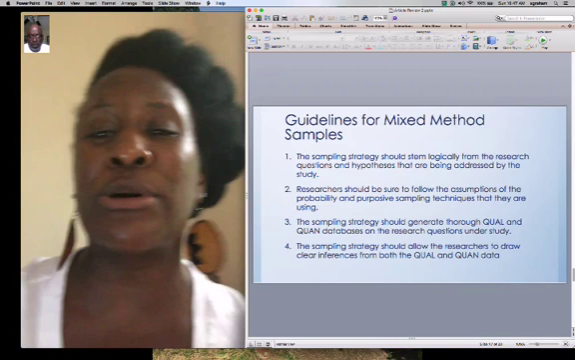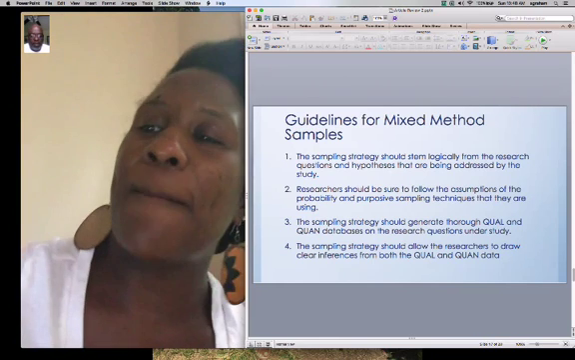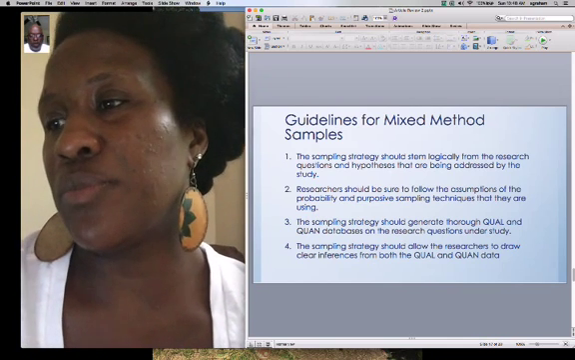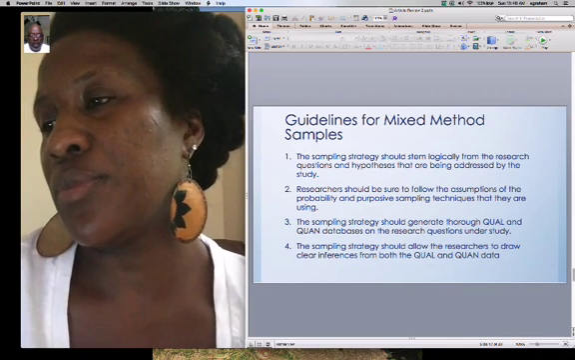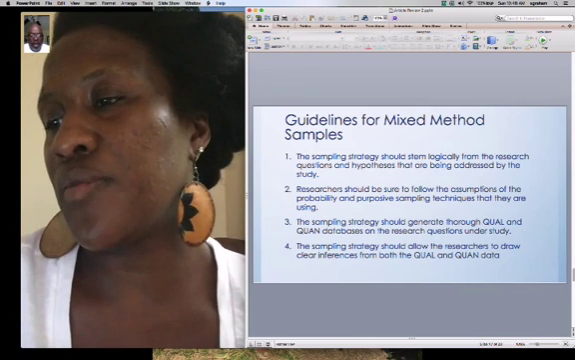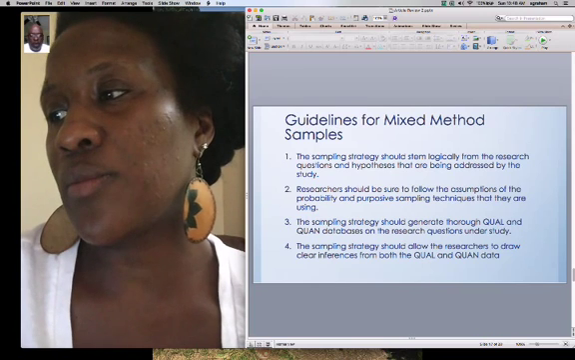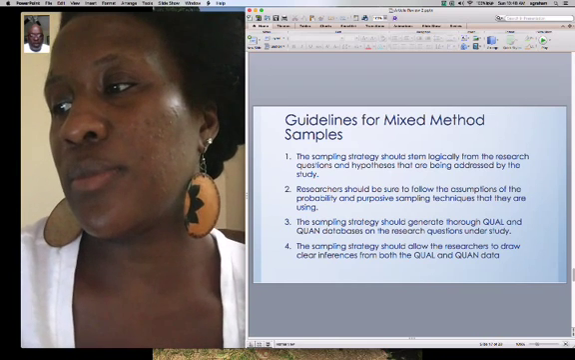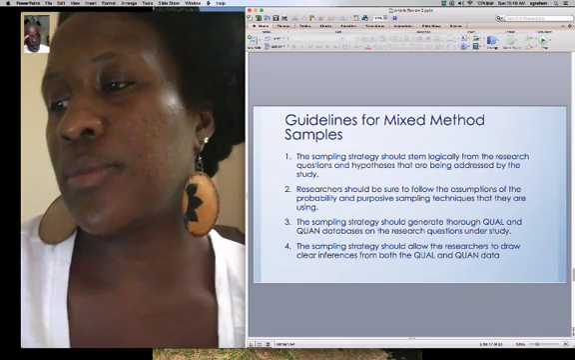The sampling strategy should be, and I'm going to get on here and read it as well, the sampling strategy should stem logically from the research question and hypotheses that are being addressed by the study. Researchers should be sure to follow the assumptions of the probability and the purposive sampling techniques that are used. The sampling strategy should generate thorough qual and quan databases on the research question under study. And the sampling strategy should allow the researcher to draw clear inferences from both the qual and quantitative.